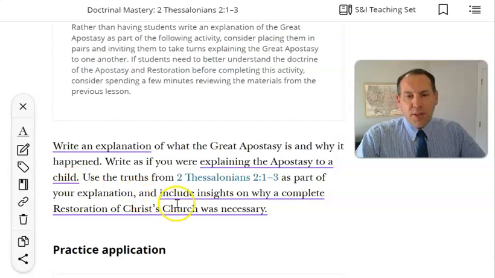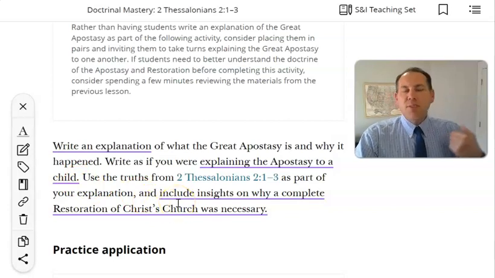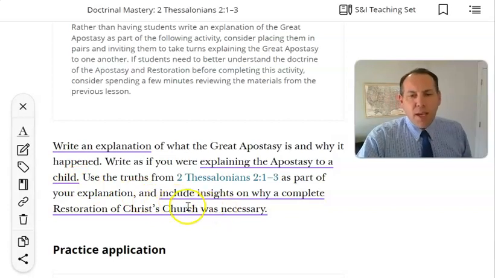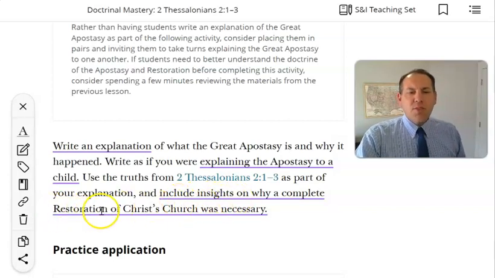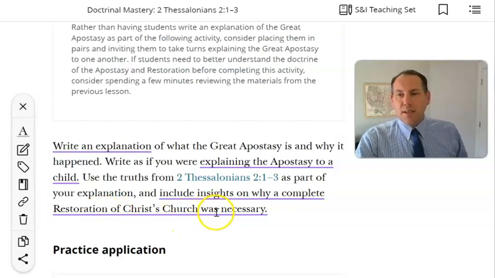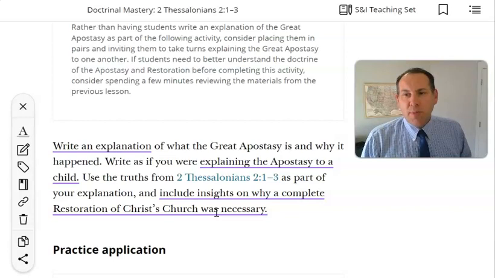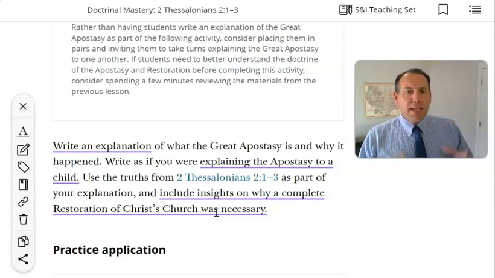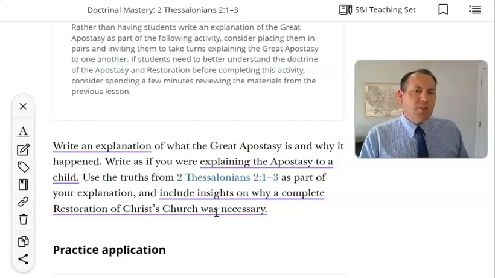A third thing, you can do the same thing with neighbors and say, okay, could you this time include insights on why a complete restoration of Christ's church was necessary? And so you're just going to add layers to this and repeat and repeat. Again, I think 10 minutes would be plenty. It's a review from yesterday, but also a chance to solidify some principles.